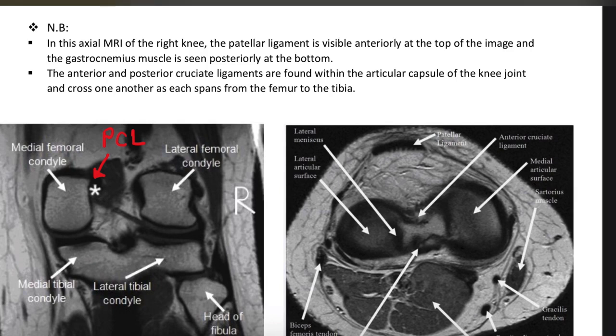Anterior, we can see the patellar ligament. Posterior will be the gastrocnemius muscle. In the medial side, we can see the cruciate ligaments.